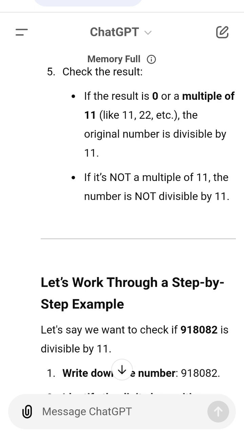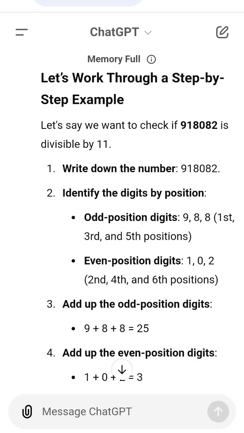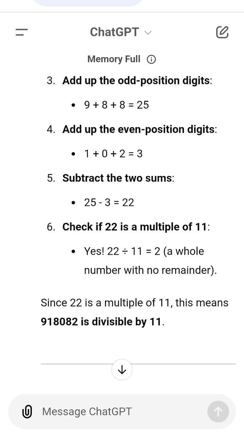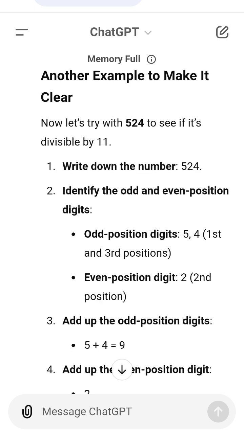Why does this trick work? Very simply, this trick works because of the way we use place values in our number system. The alternating addition and subtraction mimic a pattern that aligns with multiples of 11. But for now, just remember the steps, practice with examples, and you'll be able to check divisibility by 11 easily.